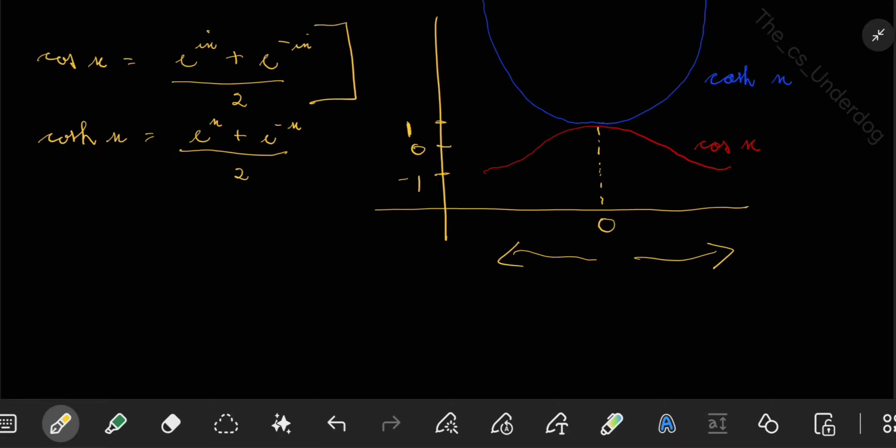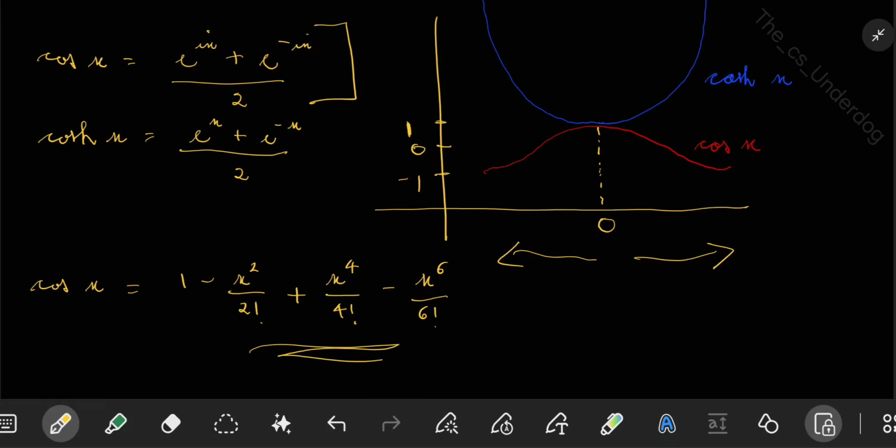Using Taylor series, this is how the value will look. If I do it for cos x, I'm just writing the values so that you understand the difference between cos and cosh. This will be 1 minus x square by 2 factorial plus x power 4 by 4 factorial minus x power 6 by 6 factorial. So you understood the pattern, right?